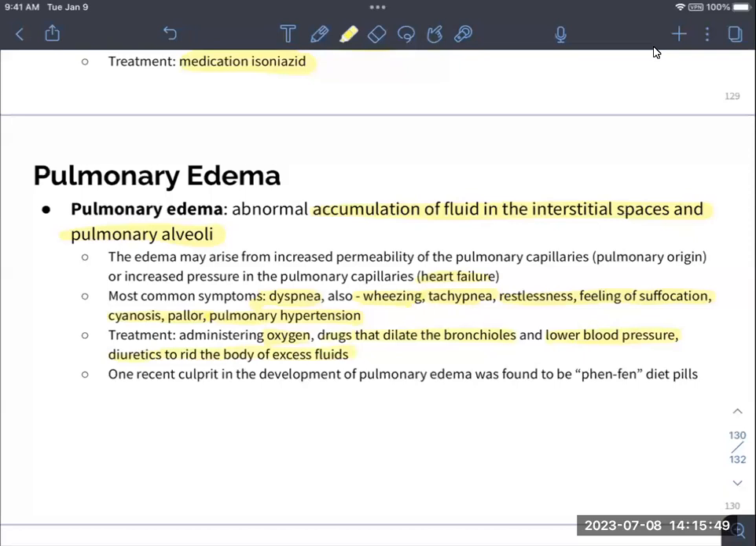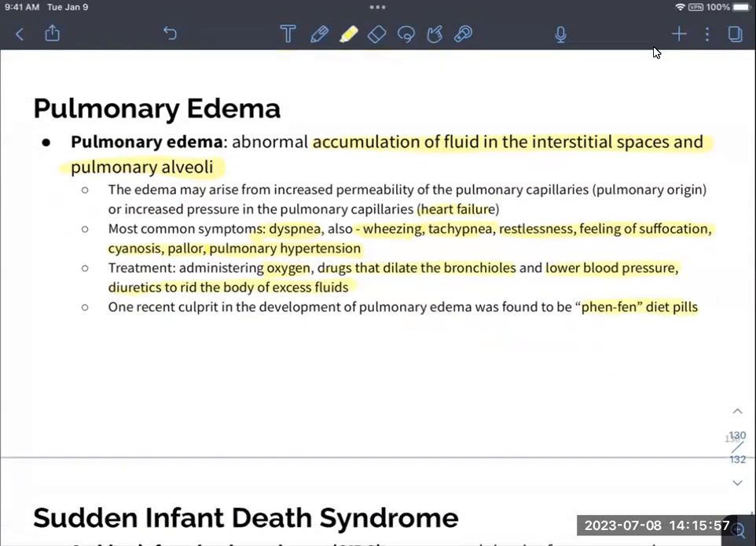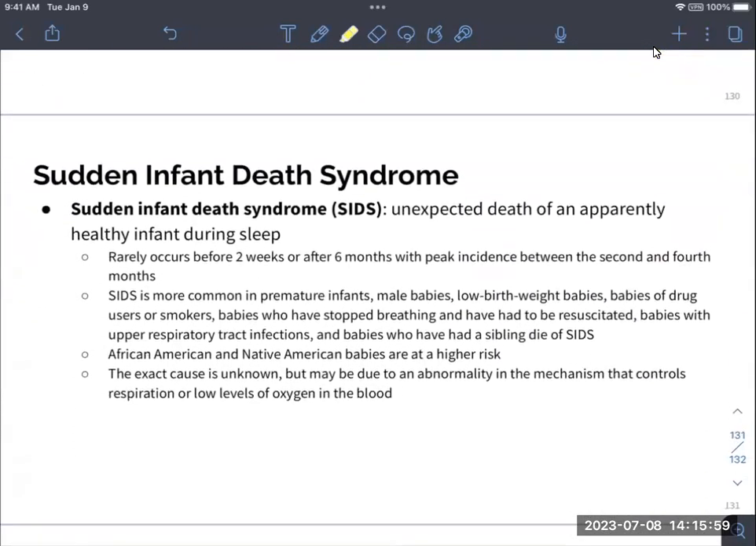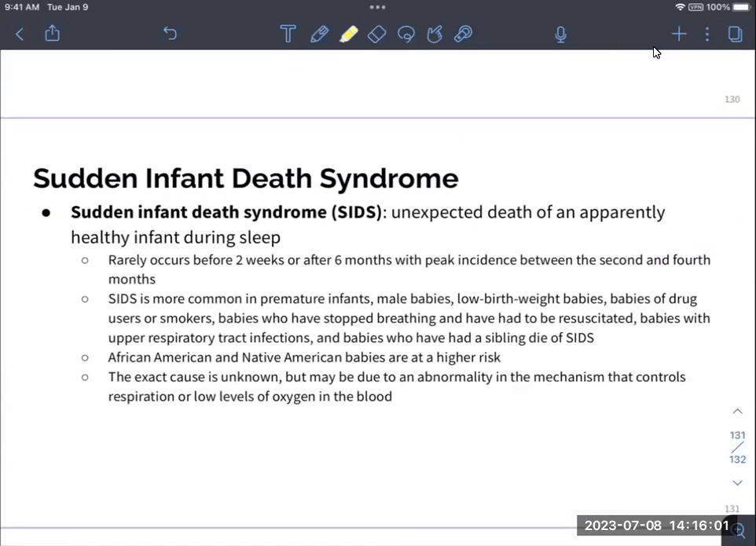Pulmonary edema can also be caused by diet pills. Something else to keep in mind. SIDS. We have this and one more.